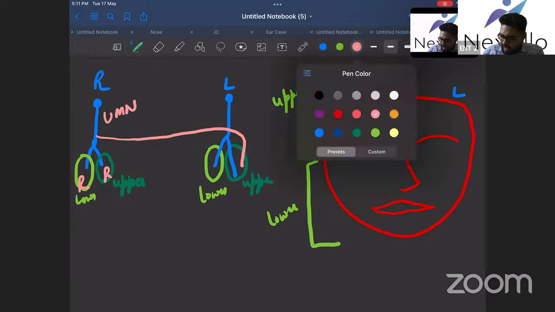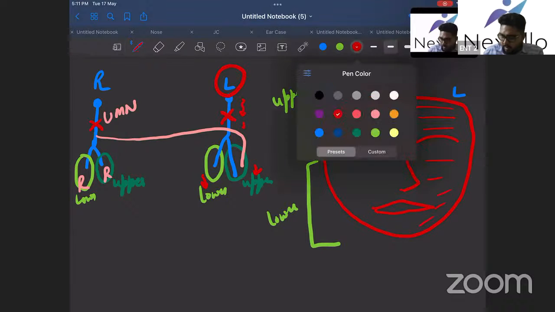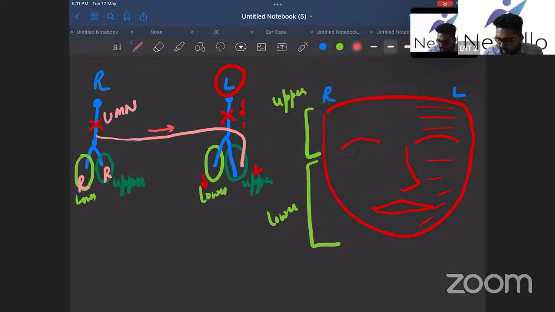Now, suppose there is a lesion here, that is upper motor neuron lesion, or there is a lesion here, left side upper motor neuron lesion, no impulse will go from here to upper or to lower. Hence, the functions of left side muscles of upper face and lower face should be gone. It should be paralyzed. But there is cross innervation coming from the right side, which is still active, and it is still innervating the upper facial muscles.